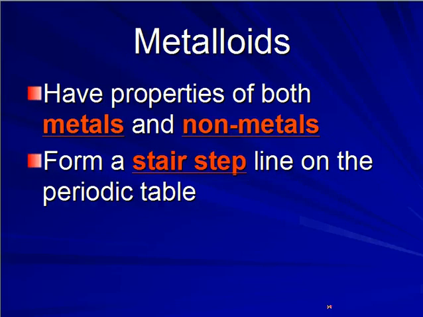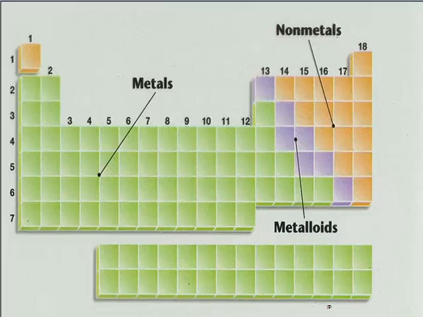And then you have your metalloids. These have properties of both metals and nonmetals, and they form a stair-step line on a periodic table. So here we can see the metalloids are right here. So that's a metalloid, this is a metalloid. Notice there's a few examples that aren't considered to be metalloids on that stair-step pattern.